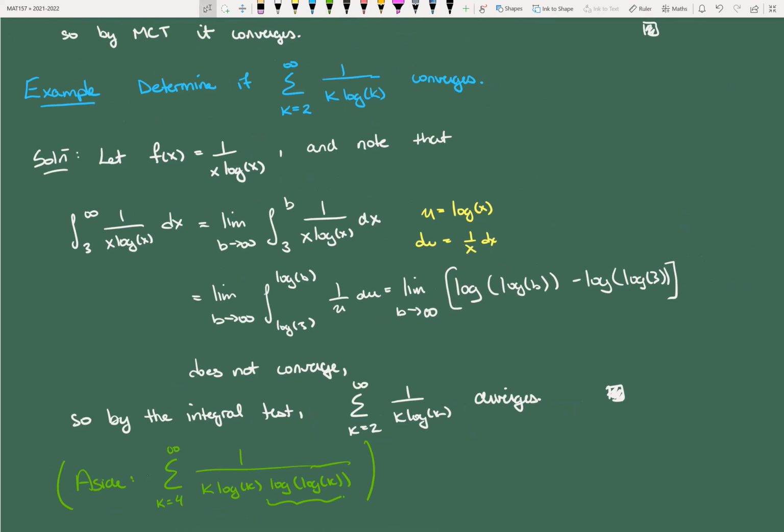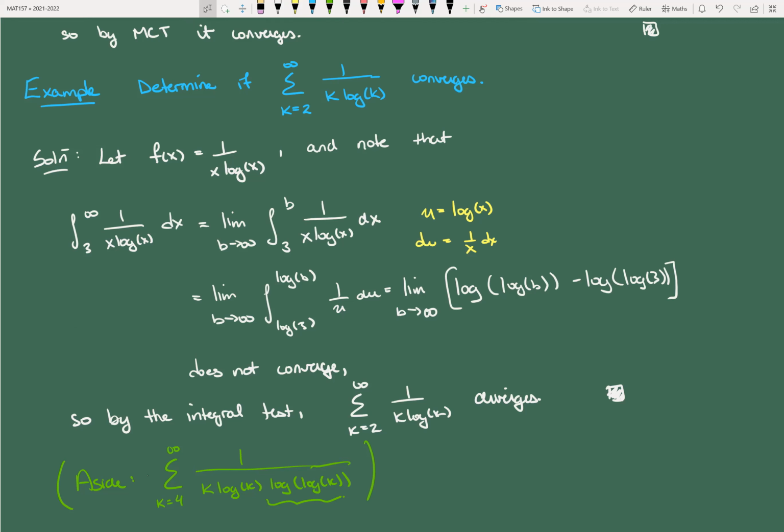And then if you throw a log k in here, like a threefold composition of logs, it goes to zero even faster, still not enough for convergence. And you can just keep on doing this. You can do it as much as you want. Just keep on tacking an n-fold composition of logs into your denominator here.